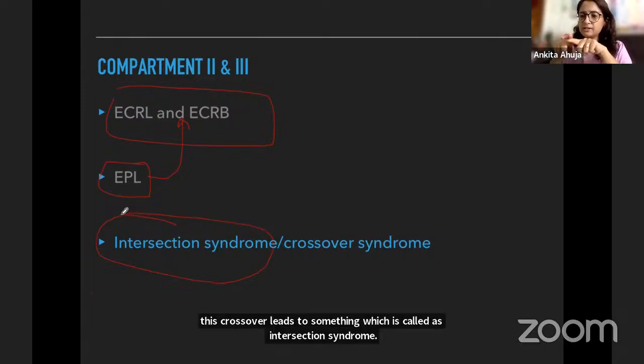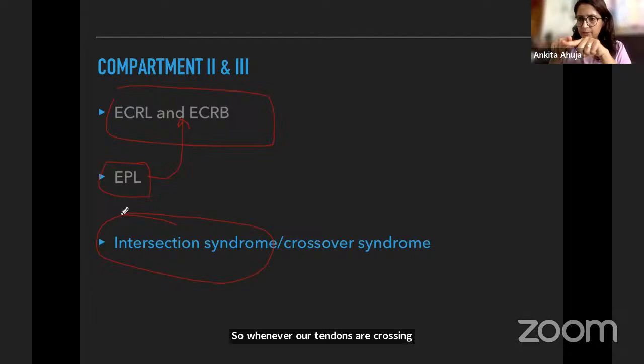So whenever our tendons are crossing over each other, there can be friction between the two compartments, which can lead to tenosynovitis of both the compartments, especially at the level of crossover, right? And that is called intersection syndrome. It can happen distally at the level of the wrist or a little higher in the distal forearm, which is called proximal intersection. And I'm going to come upon that in a bit.